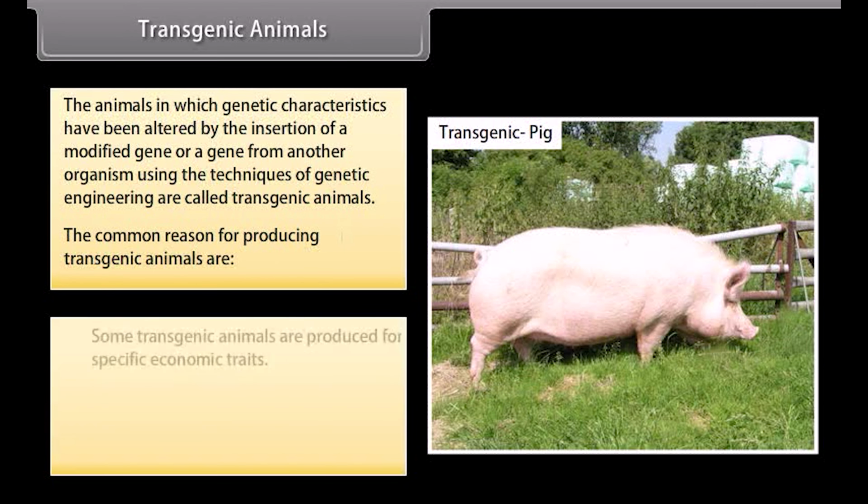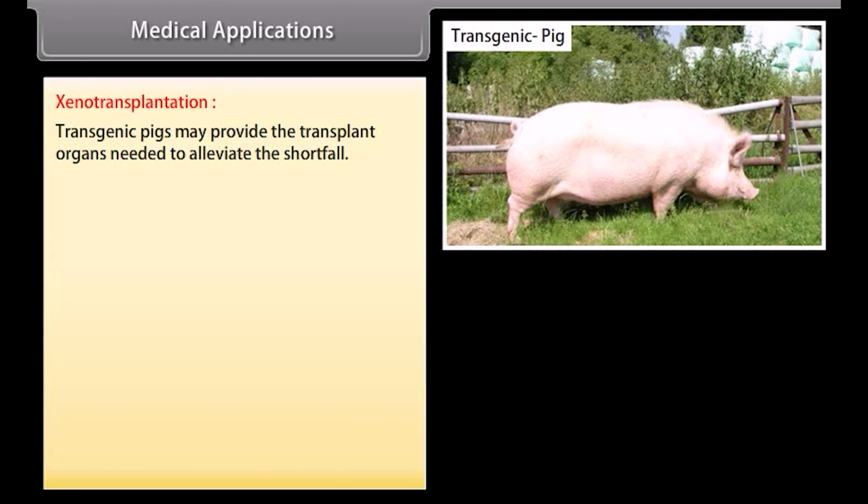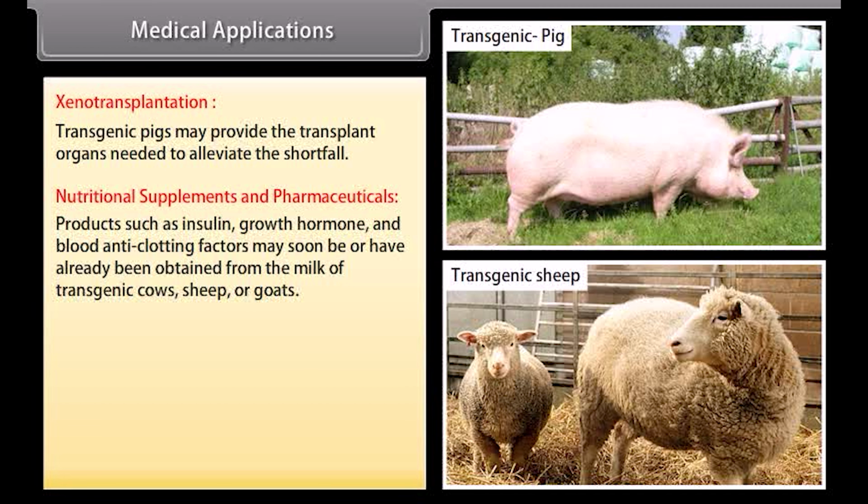Medical applications. Xenotransplantation. Transgenic pigs may provide the transplant organs needed to alleviate the shortfall. Nutritional supplements and pharmaceuticals. Products such as insulin, growth hormone, and blood anti-clotting factors may soon be or have already been obtained from the milk of transgenic cows, sheep, or goats.